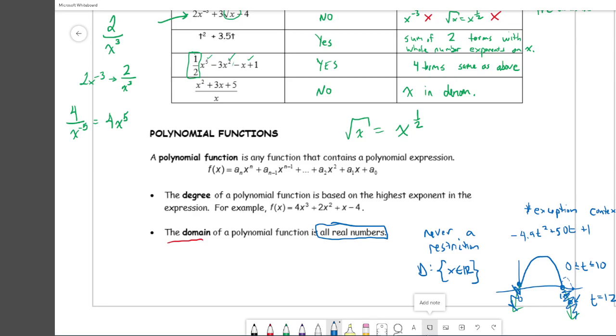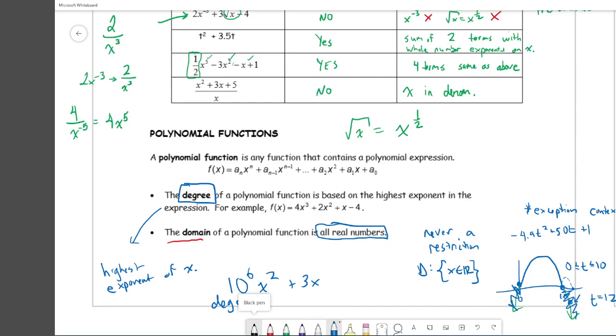The other thing to know about a polynomial is the term its degree. Its degree is the highest exponent in the expression, and let's just clarify that: the highest exponent of x, right? So for example, if you had one that was like 10^6 x squared plus 3x, the degree would be 2. Not 6. So I just don't want you to get the wrong idea there.